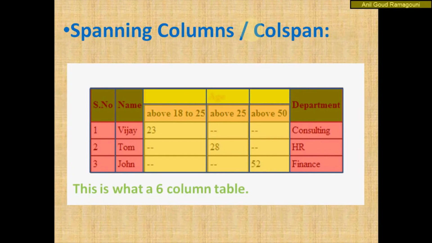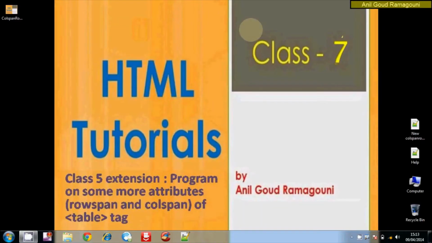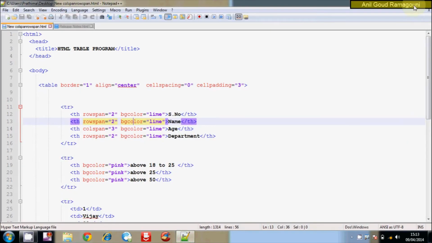This is what a six column table, and today we can call this table as a 5x6 table or 5 rows and 6 columns table. So if you go with the program wise, this is the code which I have written already.